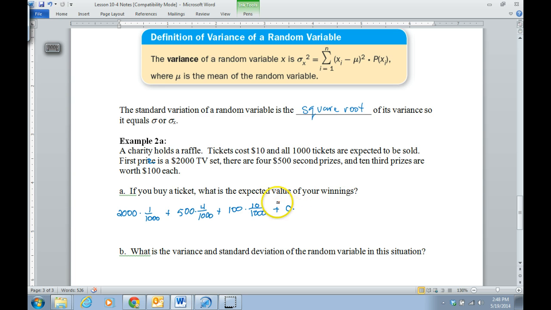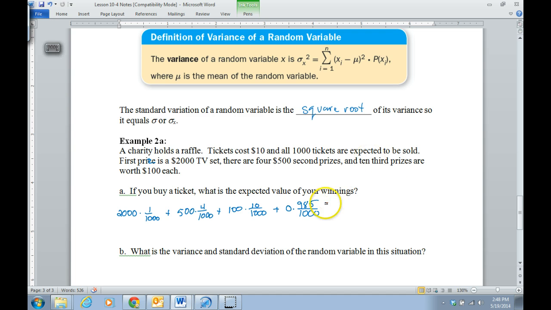So you're going to add these: 1 plus 4 plus 10, that's 14, right? And subtract that from 1,000. Oops, 15, sorry. 15 subtracted from 1,000, which is what? 985 over 1,000.